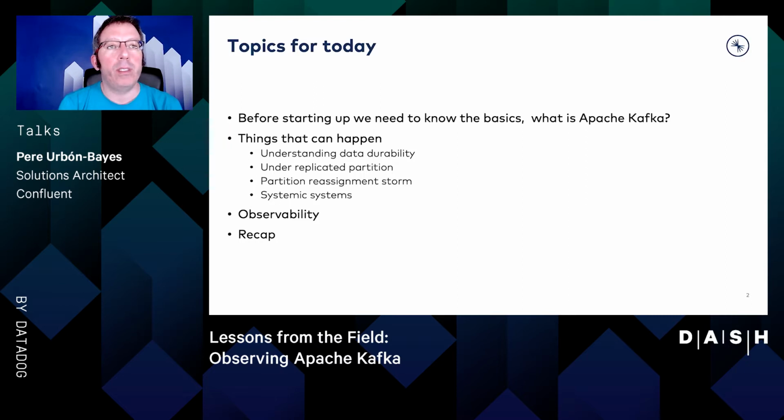4 different categories of things that can happen, things that are actually happening in real life to every one of us. I'm going to review some observability tips and things you have to monitor in order to take care of this stuff, and then a quick recap.